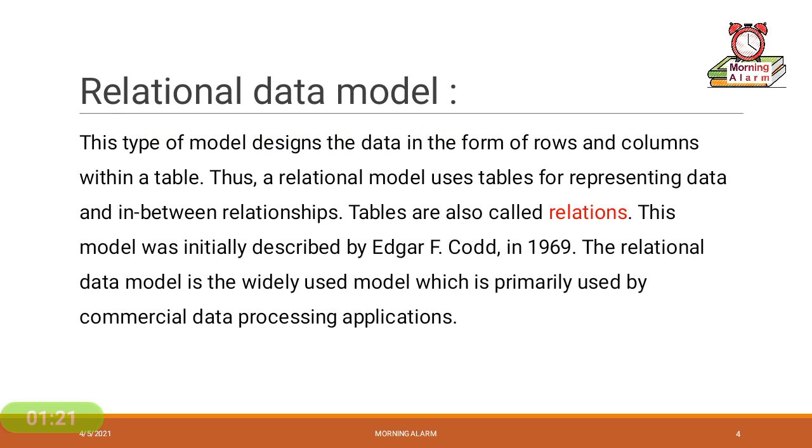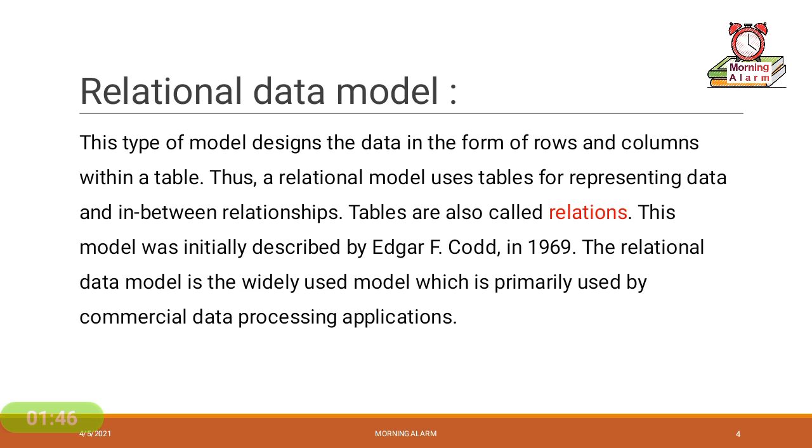This type of model designs the data in the form of rows and columns within a table. Thus, a relational model uses tables for representing the data and in-between relationships. Tables are also called relations. This model was initially described by Edgar F. Codd in 1969.